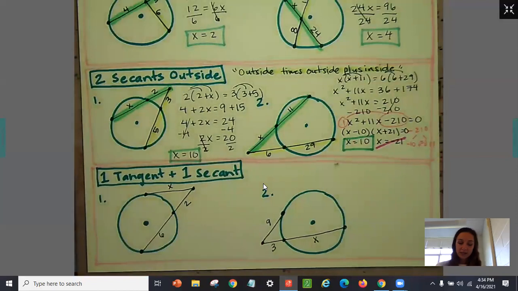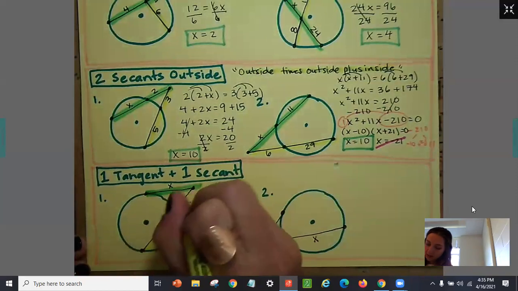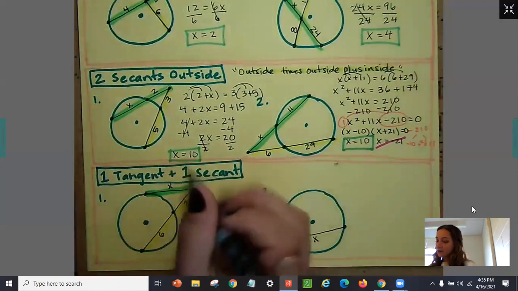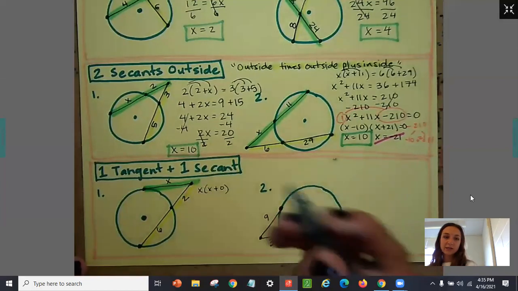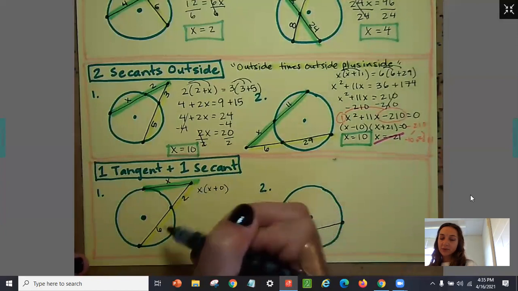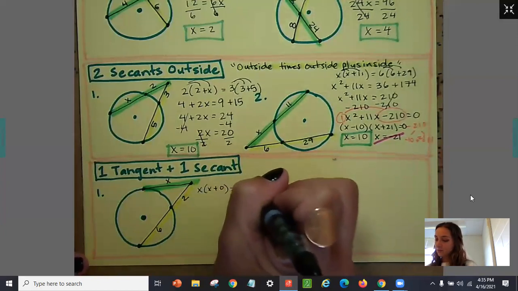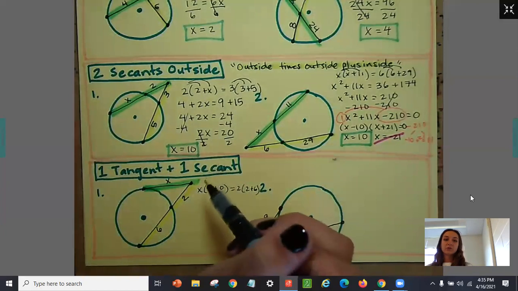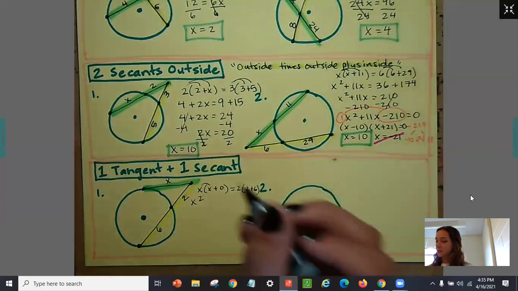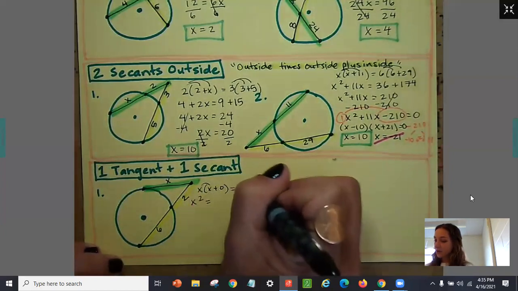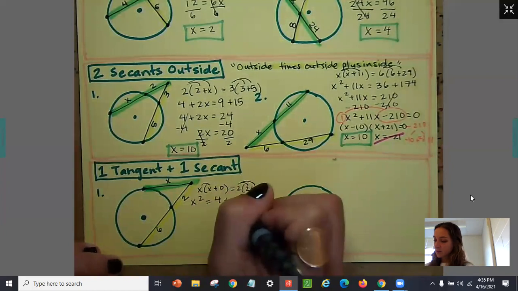Okay, we're going to move on to the one tangent, one secant scenario, and we're going to do the exact same thing here. So it's still outside times outside plus inside. And these are the things that are on the same line. So outside times outside plus inside, that's going to be x times x plus 0 because it doesn't go on the inside, equals outside times outside plus inside. So equals 2 times 2 plus 6. Okay, but whenever we do x times x, that's going to give us x squared. And x times 0 is just 0, so that doesn't equal anything. And then we'll have this guy over here, so 4 plus 12.